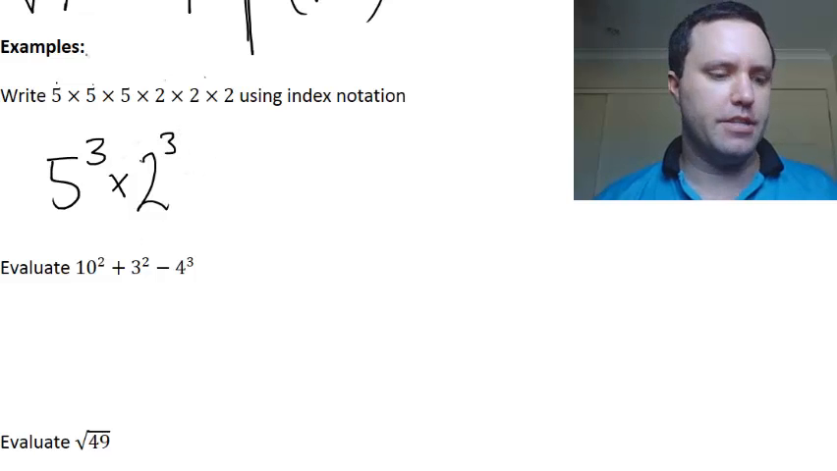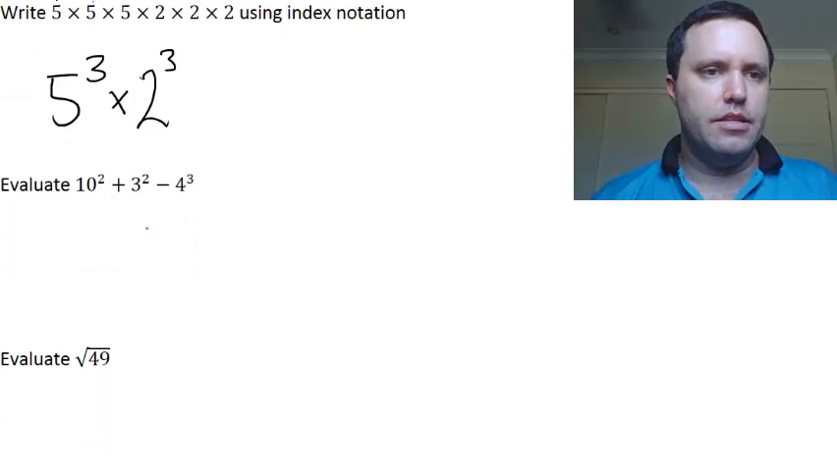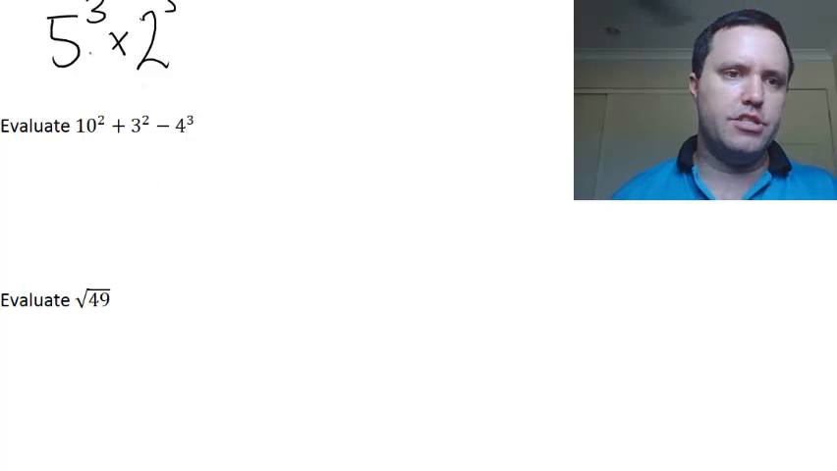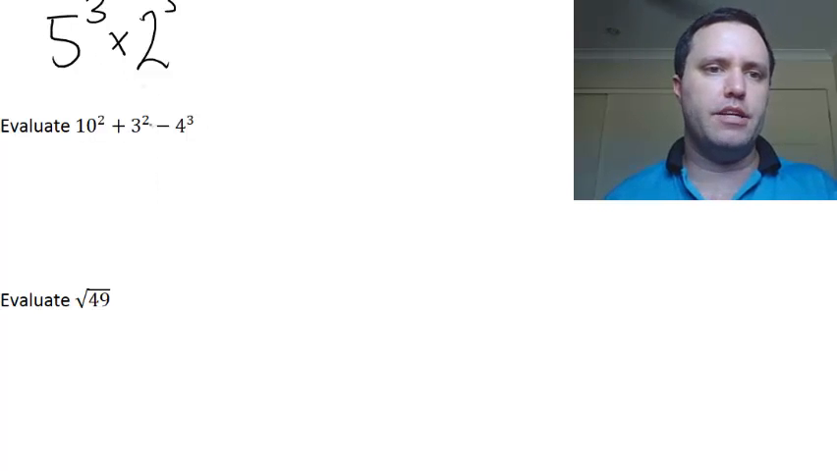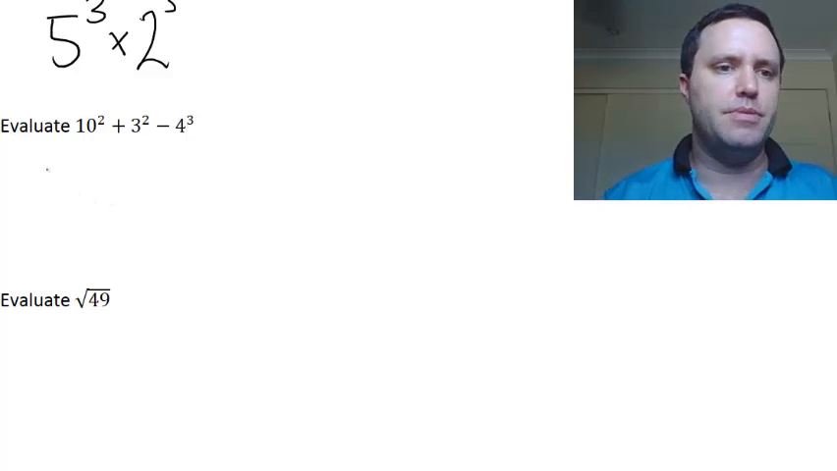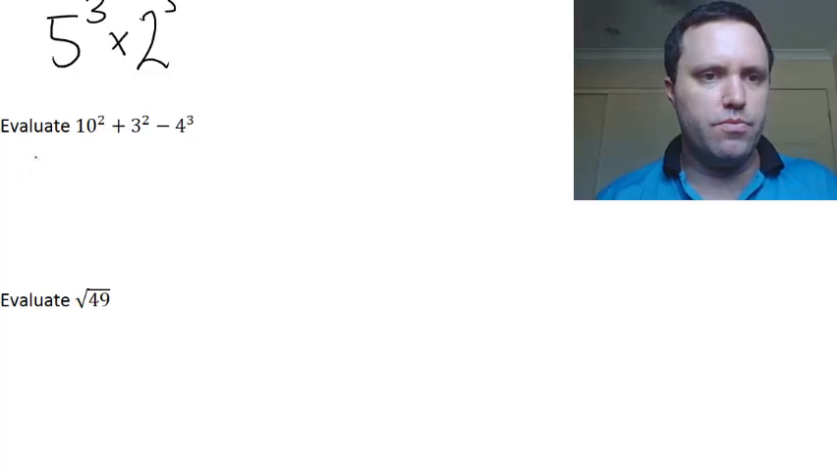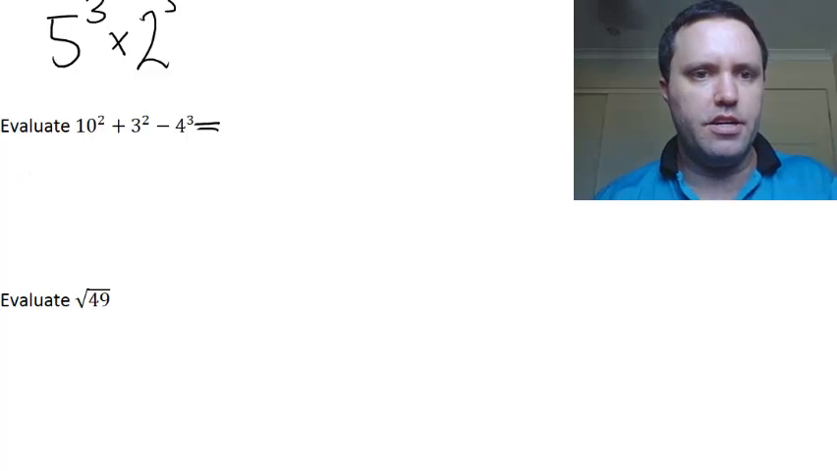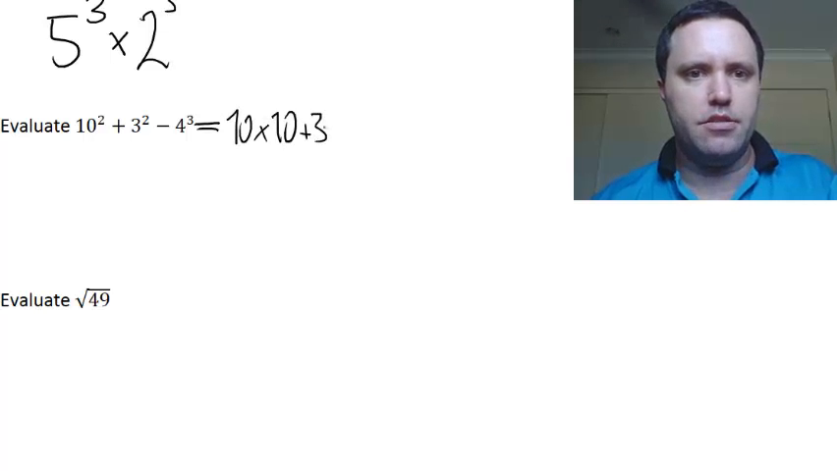Done. Okay? Here's another one you might need to do. Evaluate 10 squared plus 3 squared minus 4 cubed. So remember, all of our squares, all our powers, need to be done first. So let's rewrite this for ourselves. That's the same thing as 10 times 10 plus 3 times 3 minus 4 times 4 times 4.